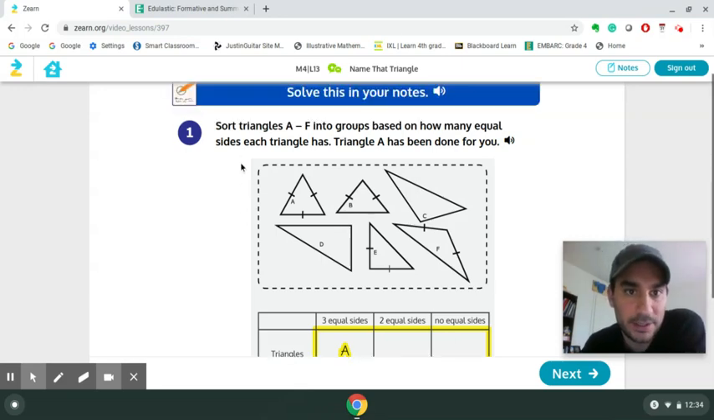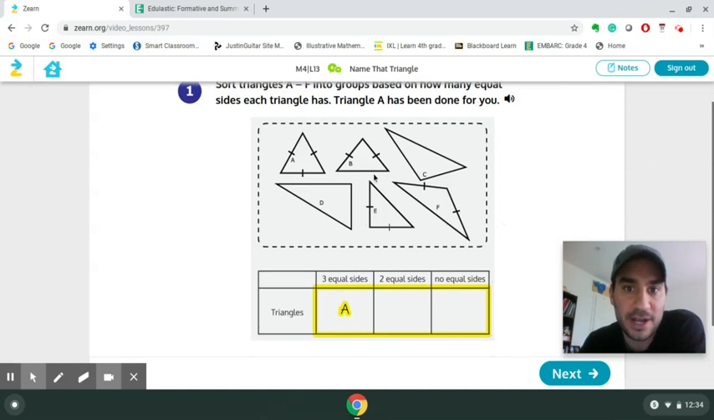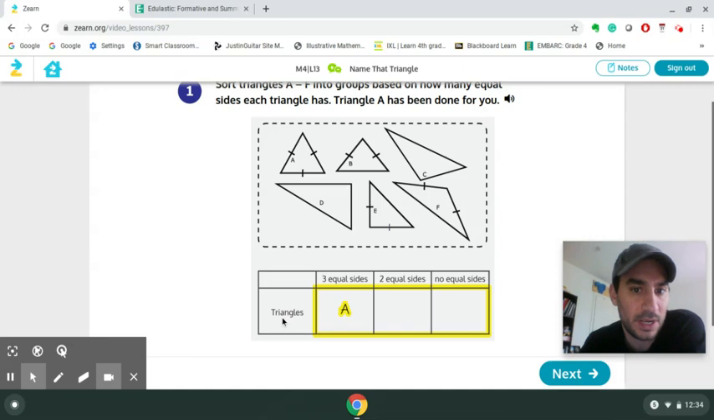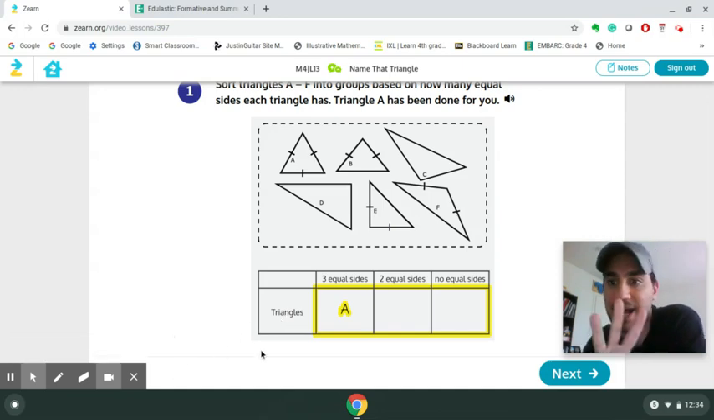Our question: sort triangles A to F into groups based on how many equal sides each triangle has. Triangle A has been done for you. So we have 6 triangles here, A through F, and we want to classify them in this chart here. All right, we know they're all triangles because they have 3 sides and 3 angles.